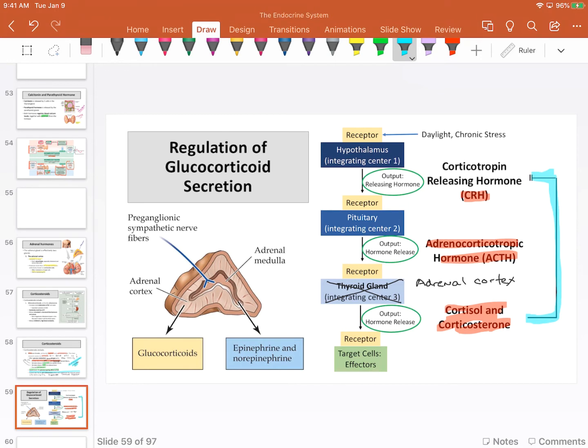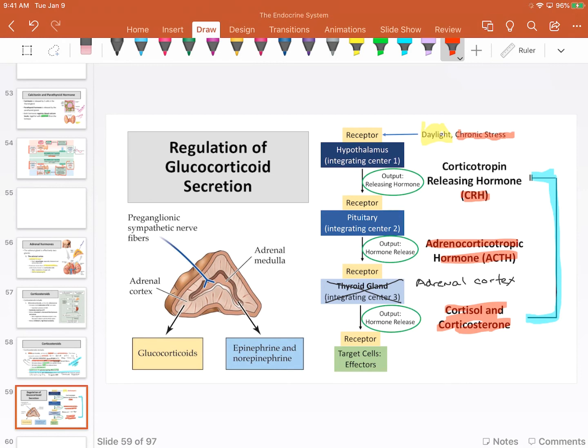But that's not the only thing regulating CRH. Remember that the hypothalamus is involved in regulating homeostasis and is constantly receiving input and information from all the different regions of the body, regulating and controlling these different processes and responses. Some of the signals that go to the hypothalamus include the presence of daylight. Also, any stressors. If we're under stress, the hypothalamus knows about it.